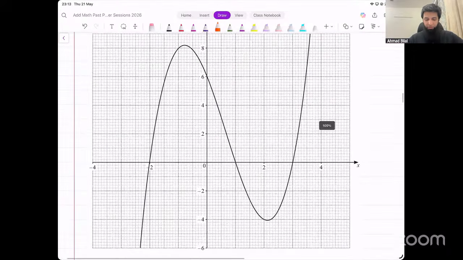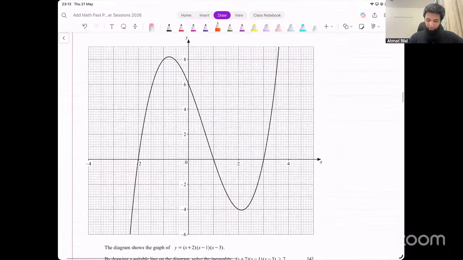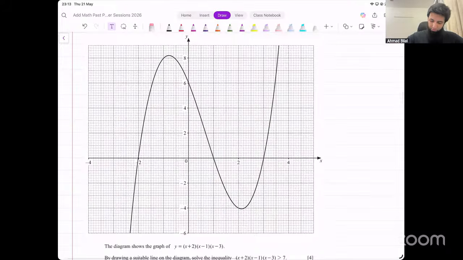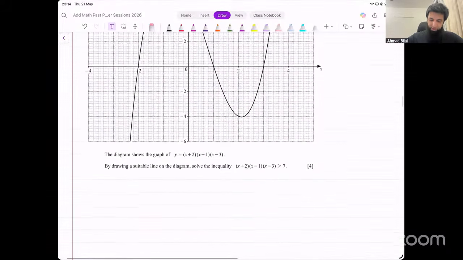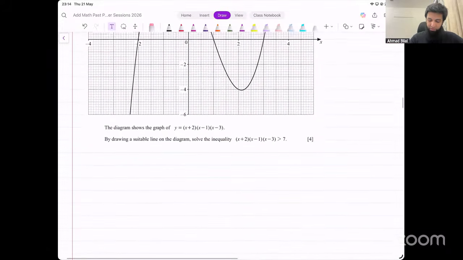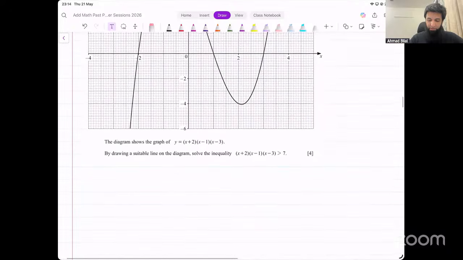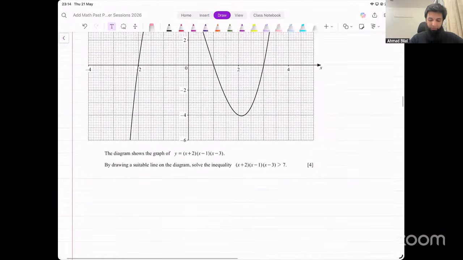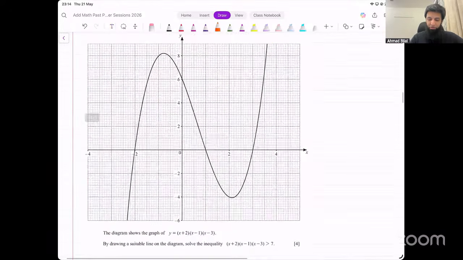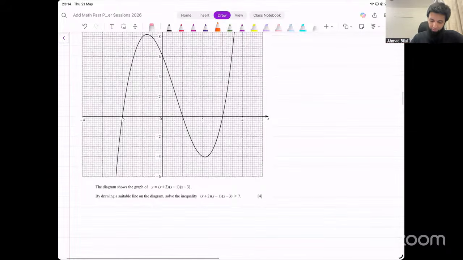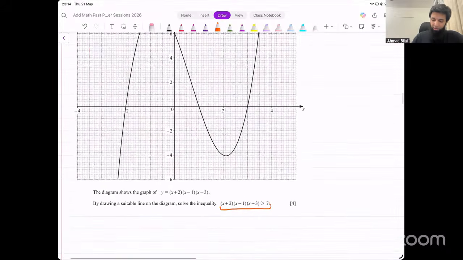Okay, so now we've got this graph. The diagram shows the graph of y equals x plus 1 into x minus 1 into x minus 3. It's a cubic function. By drawing a suitable line on the diagram, solve this inequality. Okay, now how do we think about this?